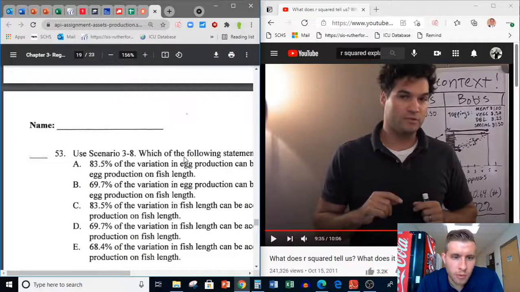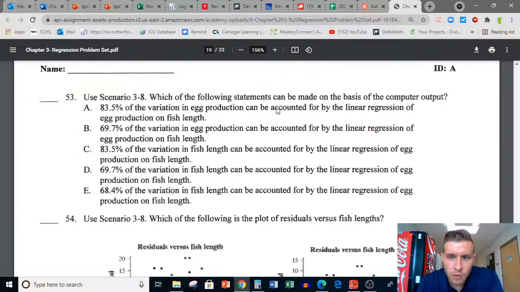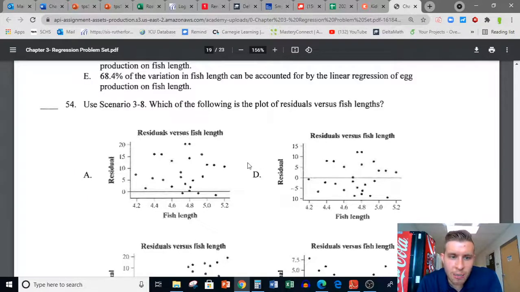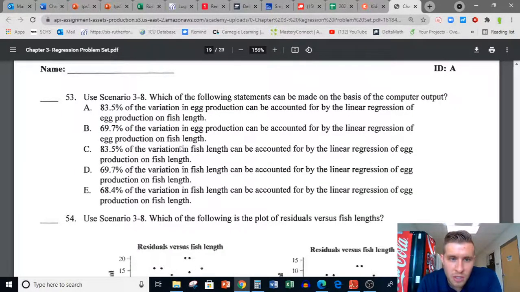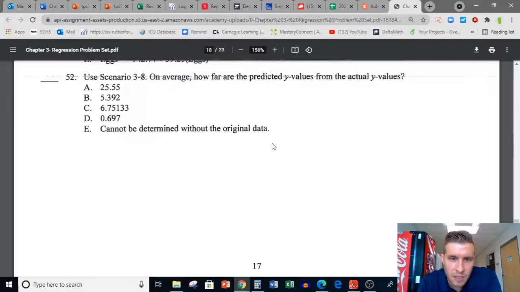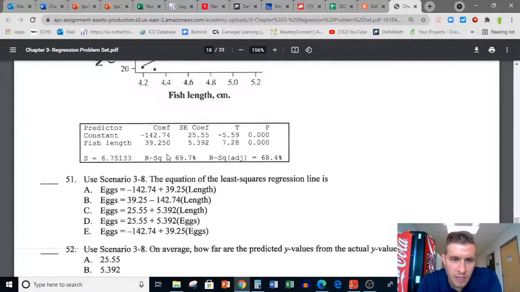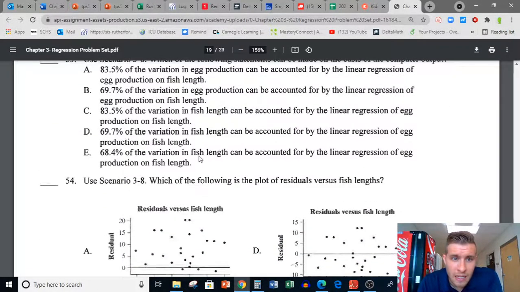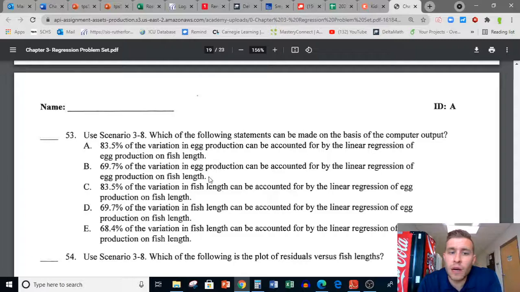Okay. So when we're looking at this, we're saying which of the following statements can be made on the basis of the computer output. So this question, if we read the examples, it's talking about the variation, right? And we see these percents here. And what we're interested in is the 69.7%. That is R-squared. That's what that is. Okay. And we know 69% of the variation.